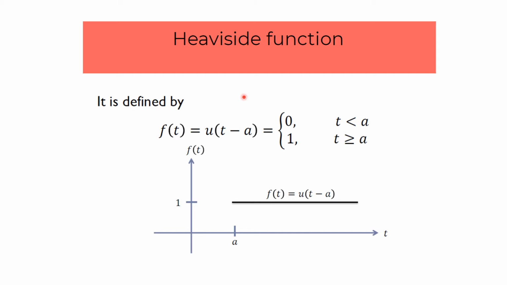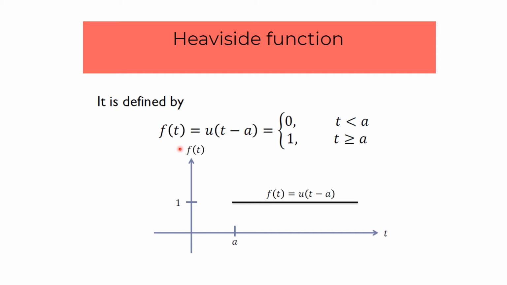In this slide, I'm going to introduce you to the Heaviside function. So here is the definition of the Heaviside function. The Heaviside function is in the form of u(t minus a). You see this u(t minus a) in the second shifting property in the previous slide, where the Laplace of f(t minus a) u(t minus a) equals e to the power of minus as multiplied by the Laplace of f(t).